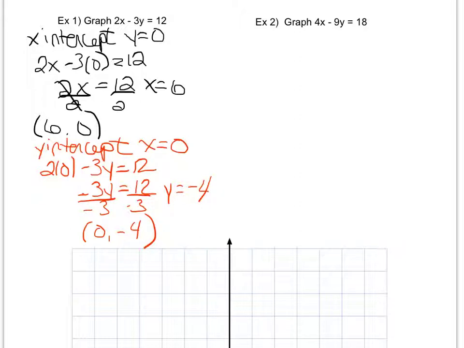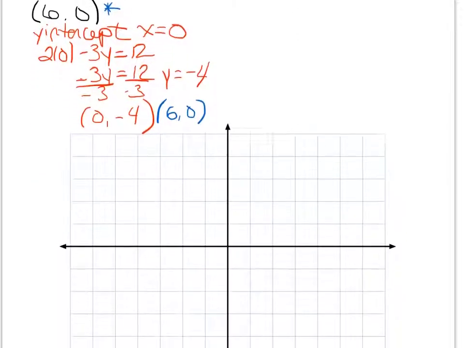My concern is once I move this down, I'm not going to be able to move it back up. But let's go ahead and try it. And if it doesn't work, then I will do example 2 in a separate video. Okay, so let me write these points down so I don't forget them. So I have the point 0, negative 4, and 6, 0 from up here.